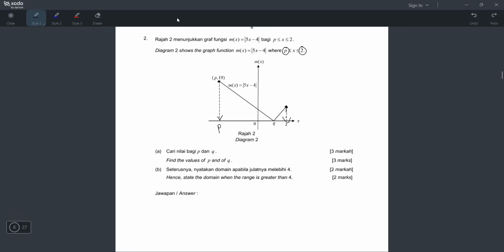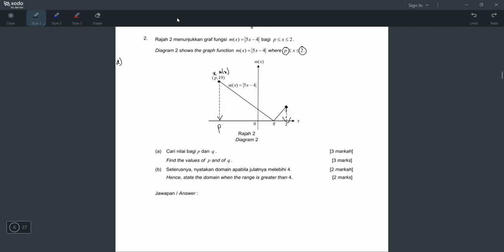So we can just substitute the p19 inside this equation, and then I'll automatically get my p. So for question A, they say find the values of p and q. So yeah, let's do that. Remember, your y-axis now is mx. So actually, the p is the x coordinate, this is your y coordinate, right? But in this case, your y-axis is mx, it means your mx is 19, and then your x is p.